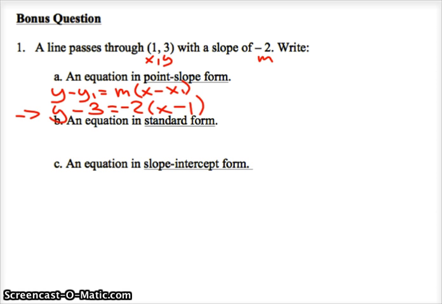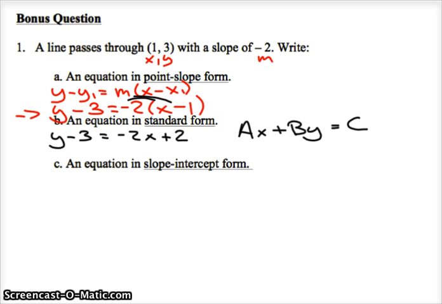So the first thing I'm going to do is distribute the -2. So I'll have y minus 3 is equal to -2x, -2 times -1 is going to be a +2. Again, standard form, remember, we want ax plus by equals c, where a, b, and c are all integers. A is positive. Looking at my equation, I don't have any fractions or decimals, so that's good.